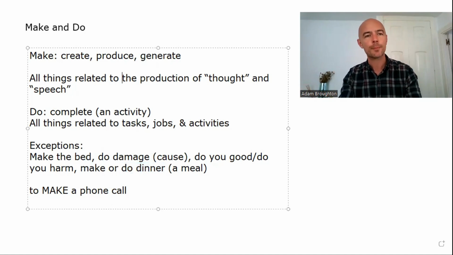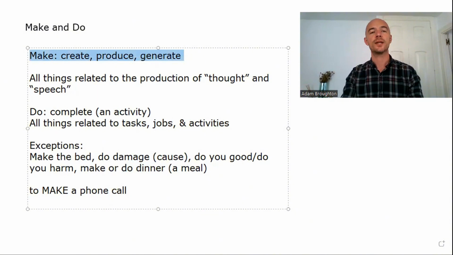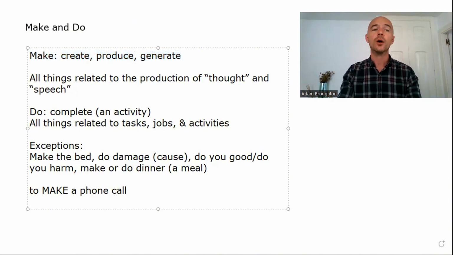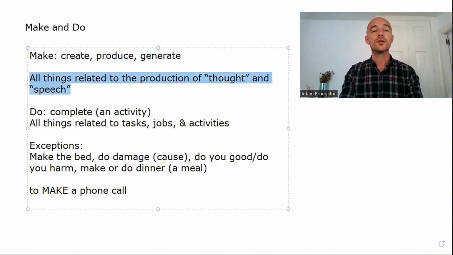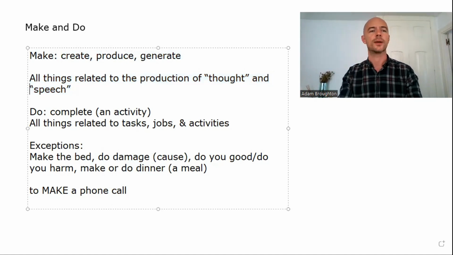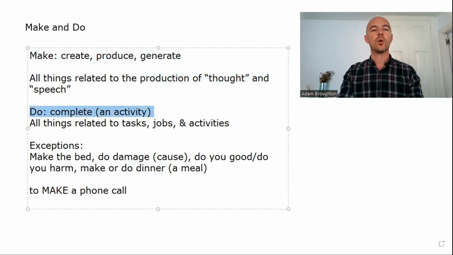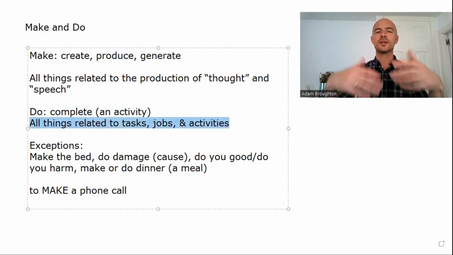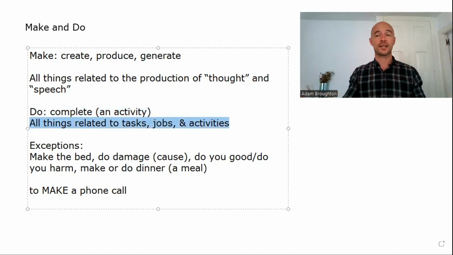So let's have a quick recap. Make, create, produce, generate, and then all things related to the production of thought and speech, because thought and speech have this creative quality. Do is for activities, the generic verb of activities. It's about completing an activity. And then all things related to tasks, jobs, and activities.